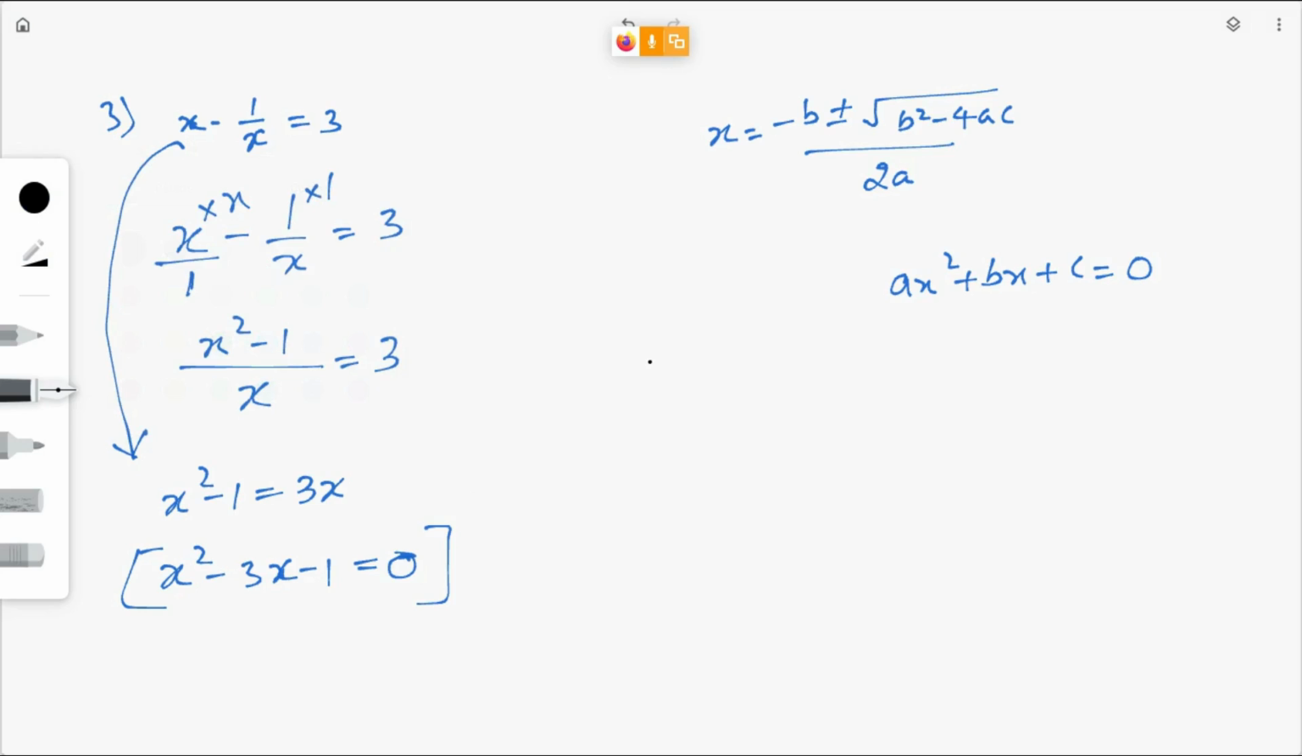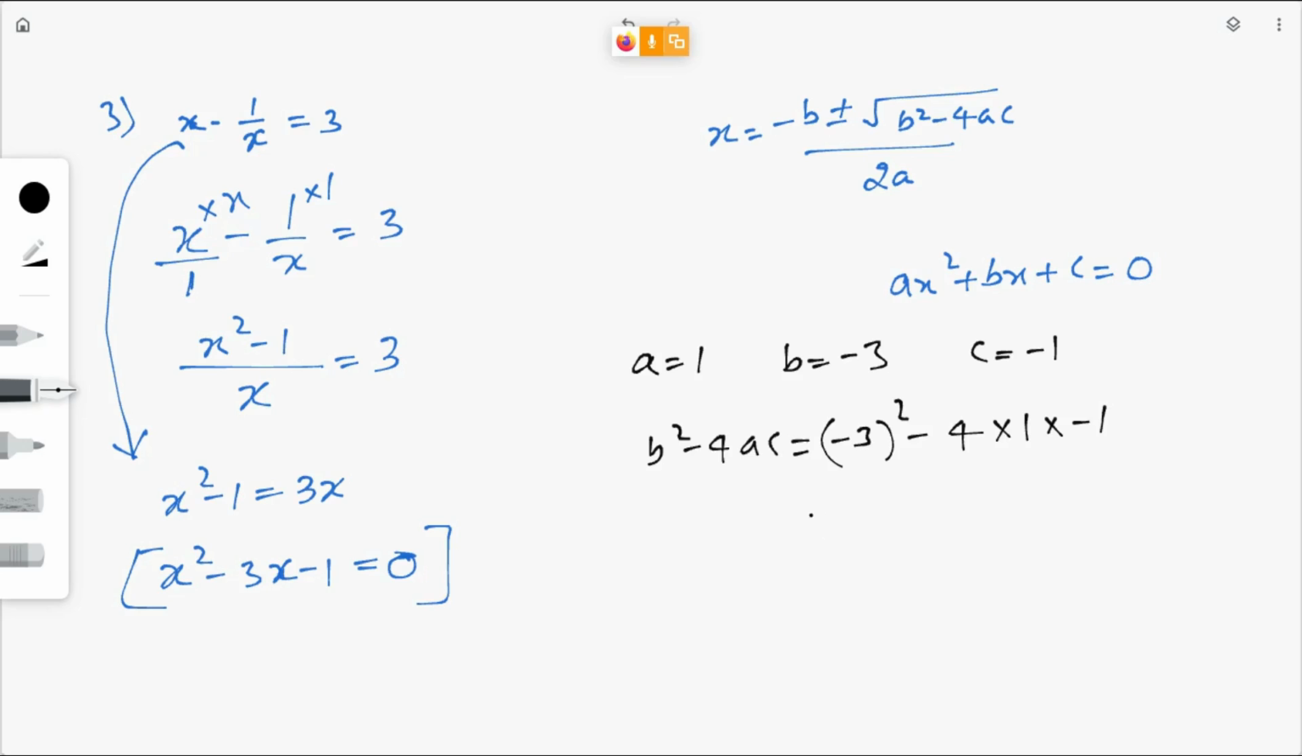Next, what is your a here? a is 1, b is minus 3 and c is minus 1. Let me find b square minus 4ac first. What is b square minus 4ac? It is minus 3 whole square minus 4ac, so 9 plus 4, which is 13. Okay, so it's greater than 0. So the real roots exist.